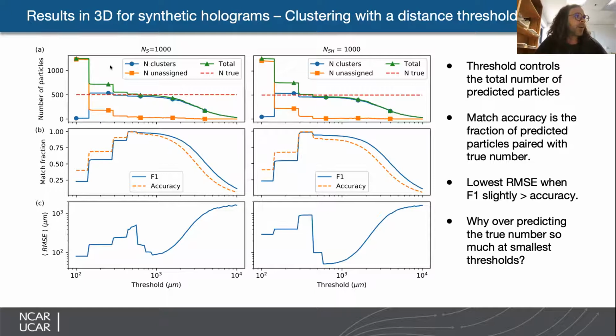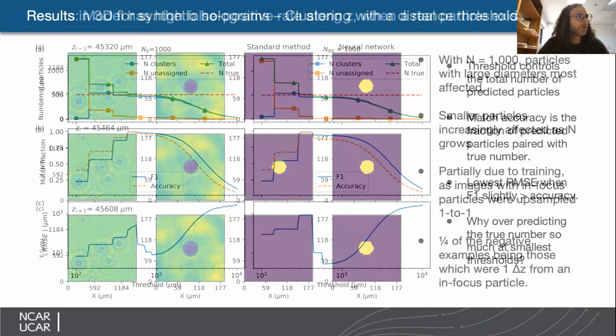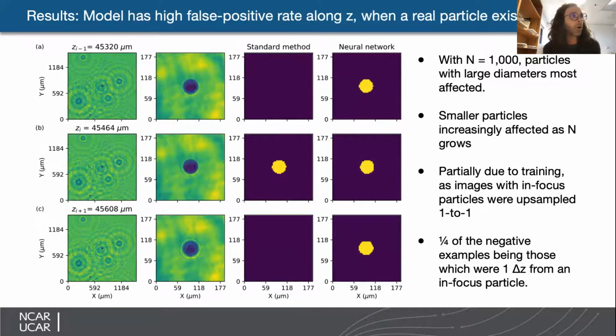But you might ask yourself, there's only 500 particles in the true holograms. And yet, when I start out all the way over here on the left, before I do any clustering, it looks like I have more than 1,000 particles predicted. So why are we over predicting particles? Why do I even have to do this clustering in the first place? The reason is this false prediction along Z.